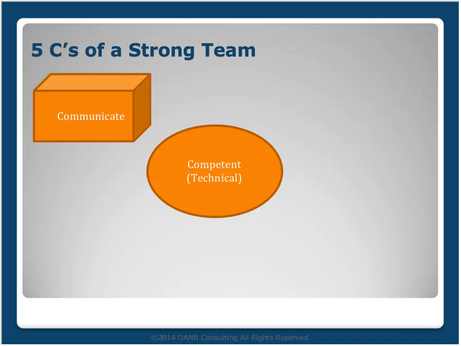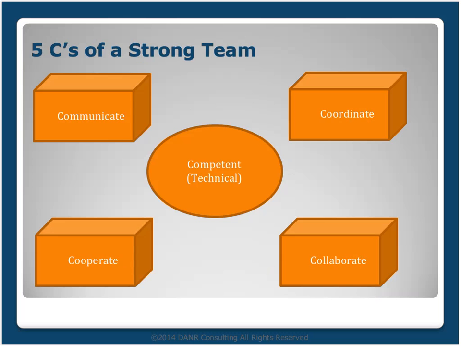Fundamentally, you have to have technical competence. You also have to be able to communicate, to coordinate, to collaborate, and to cooperate with one another. And these are what I consider the 5 C's, or the 5 essentials of building a strong team. If your team is doing these things, you will have success. It doesn't mean you won't have issues, but you will work through those issues to minimize their impact to your project.